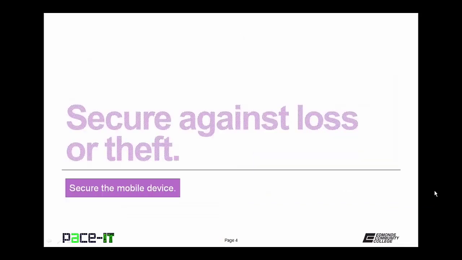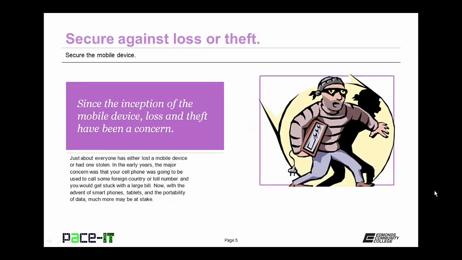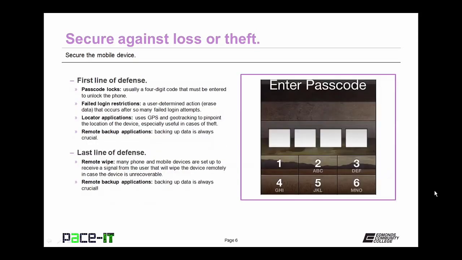Now we begin by talking about some methods that you can use to help secure a mobile device against loss or theft. Since their inception, loss and theft has been a concern with mobile devices. Just about everyone has either lost one or had one stolen. In the early years of cell phones, the major concern was that your cell phone was going to be used to call some foreign country or toll numbers, and you'd rack up a huge bill. Now, with the advent of smartphones and tablets and the portability of data, much more is at stake, so you should take steps to secure your mobile device.